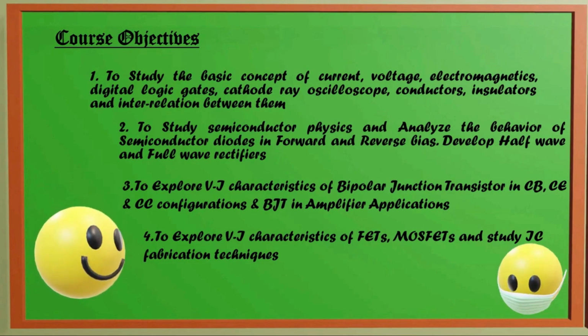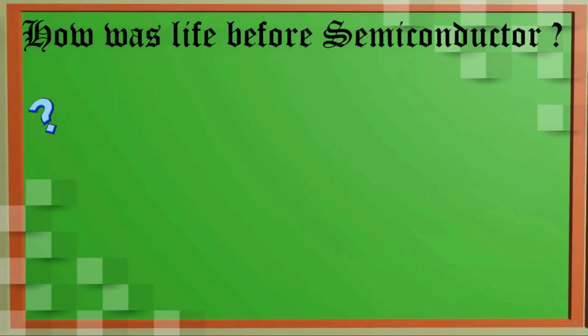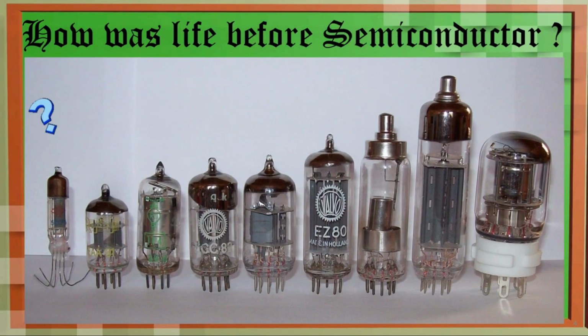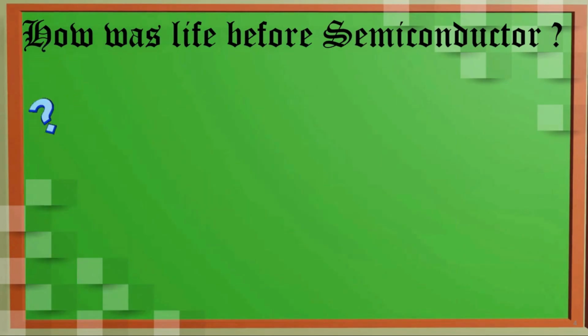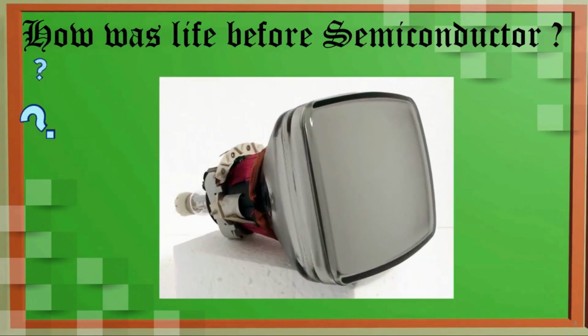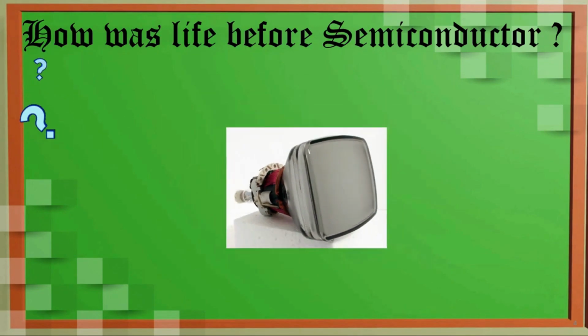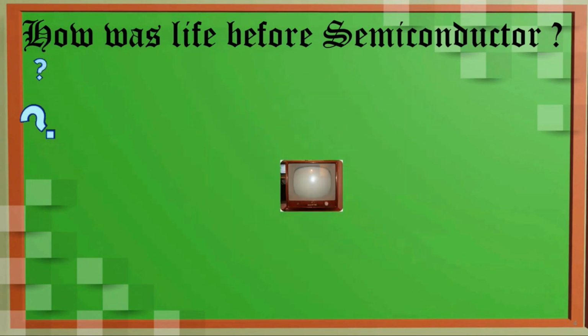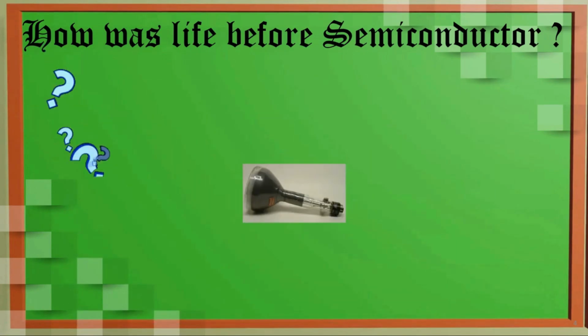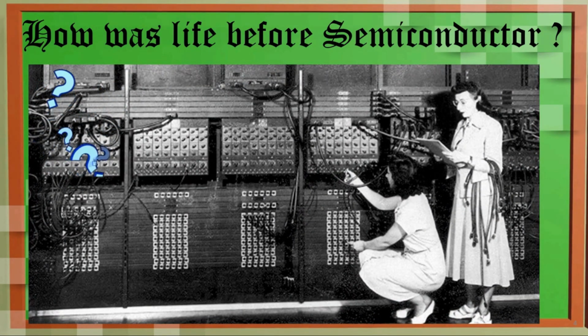But before doing so, let us discuss why we are going to study this course. Let us try to realize the importance of this course by taking a glance at life before semiconductors. Before the invention of semiconductors, devices were made using bulky vacuum tubes. There were thousands and millions of vacuum tubes used in a system. There were bulky CRTs and television sets. There were computers the size of a big hall.